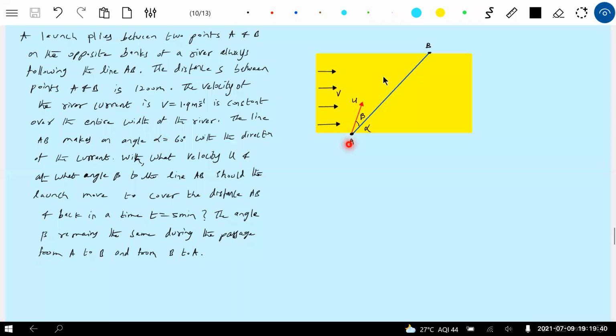The angle beta remains the same during the passage from A to B and from B to A. Why are we giving this path? So here let me get into the thing. Path with respect to ground. We are giving a definite path here. Why are we giving a path all of a sudden?